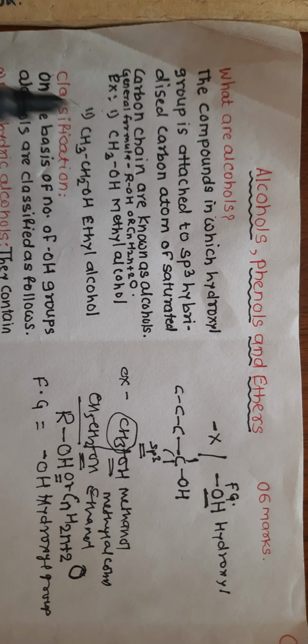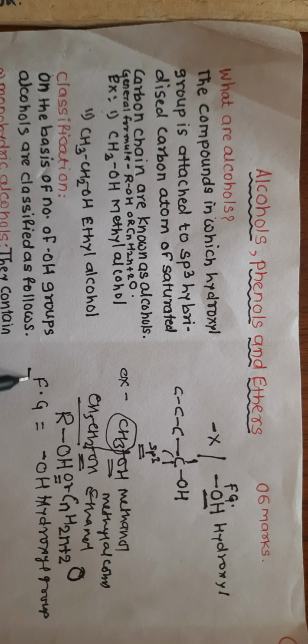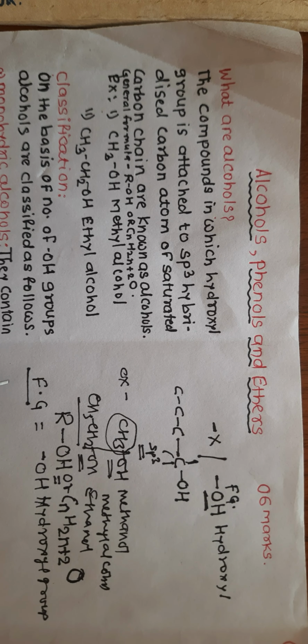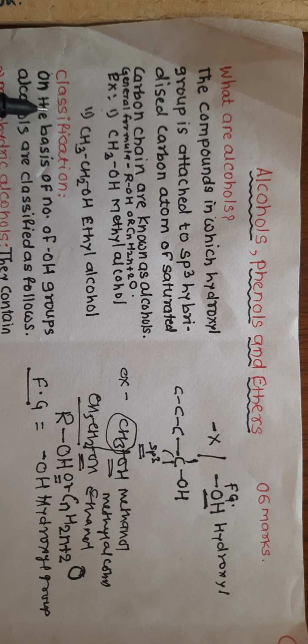I will read it once again. The compounds in which the hydroxyl group is directly attached to the sp3 hybridized carbon atom of a saturated carbon chain are known as alcohols. They are represented by the general formula ROH or CnH2n+2O. For example, methanol, ethanol, methyl alcohol, ethyl alcohol. It is regarding the definition. Now classification.